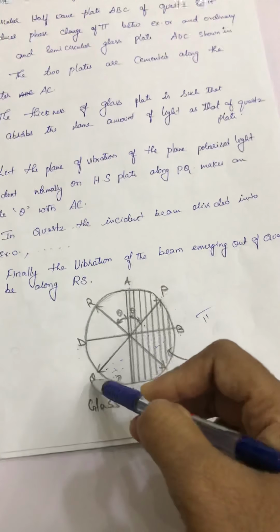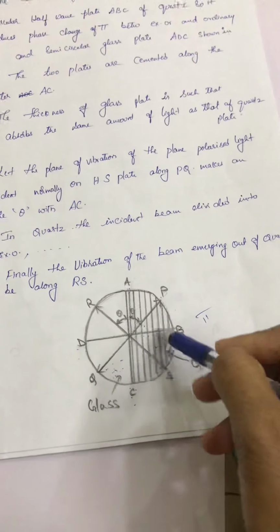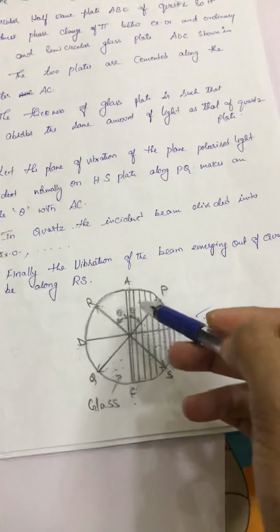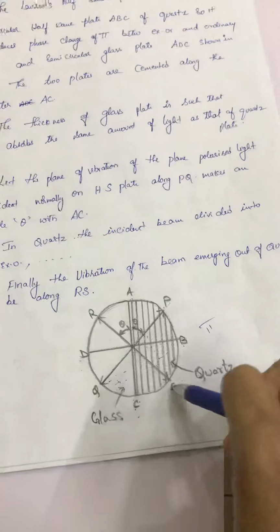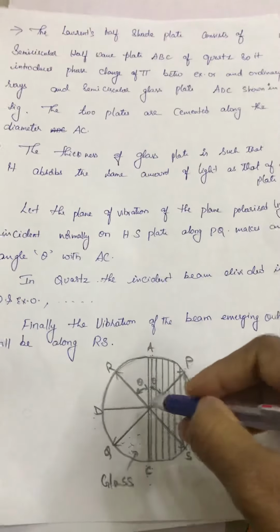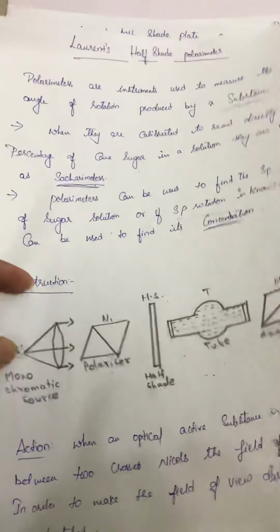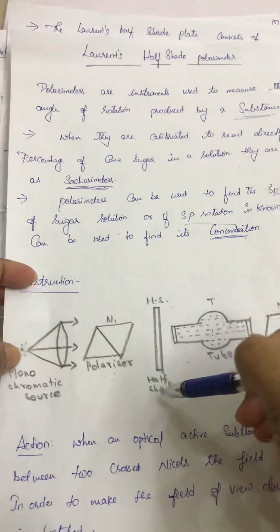So the incident beam falls along PQ, and inside the quartz the process happens, changing their effects. Finally the beam emerges out along RS, right? This is about our half shade polarimeter. I explained this part now.